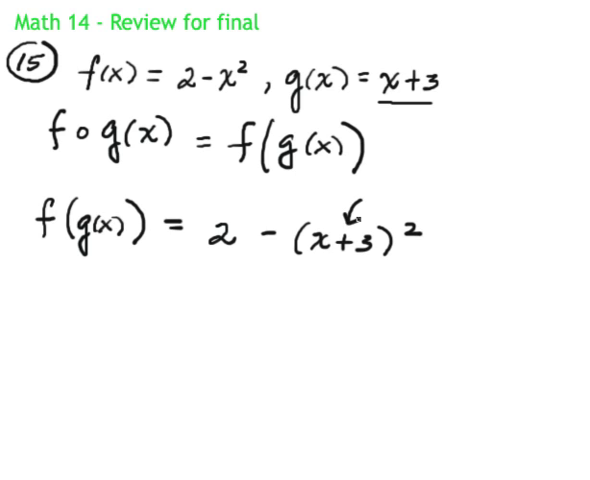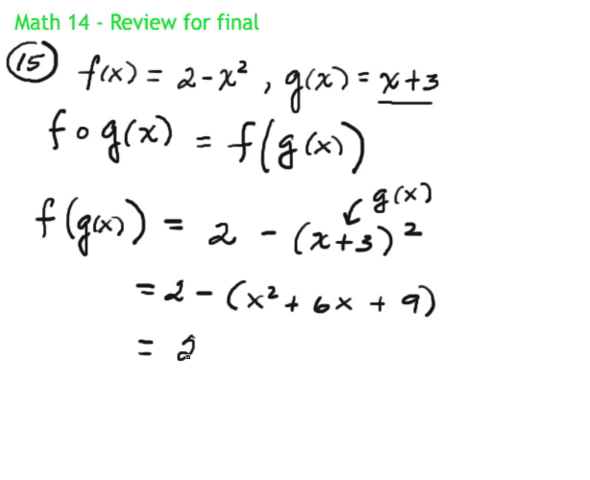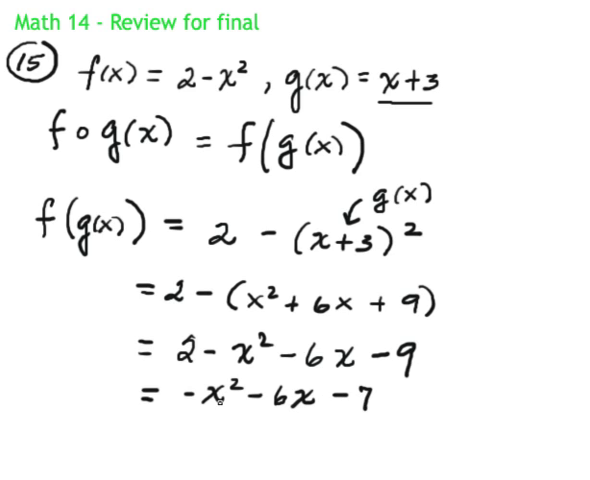Okay, that's g of x right there. And so that's it. That's f of g of x. But if we're going to simplify this, let's do that. Let's multiply this out, and we have x squared plus 6x plus 9. So that would be 2 minus x squared minus 6x minus 9. And that is minus x squared minus 6x minus 9 plus 2, that's minus 7. All right, so that's f of g of x simplified.